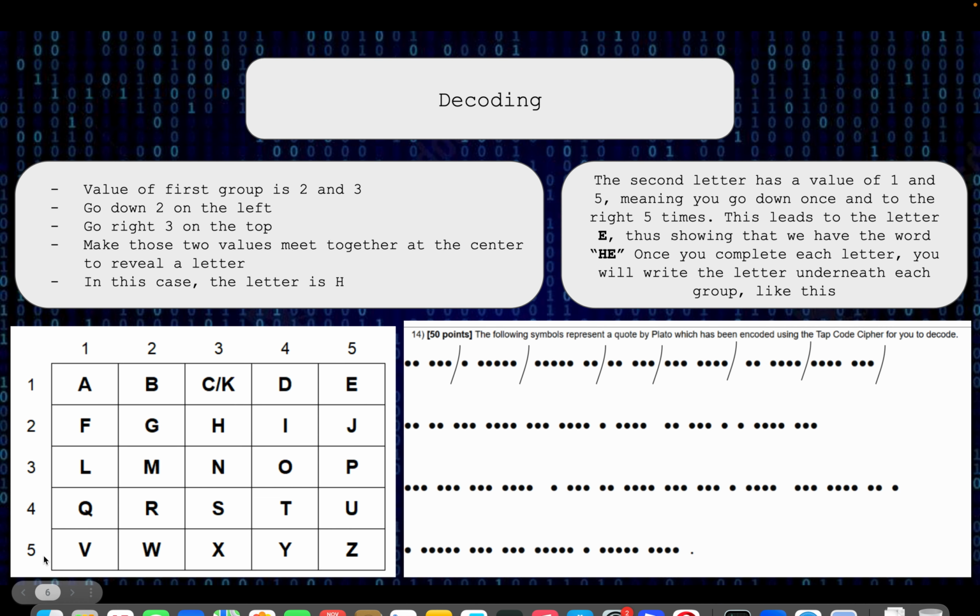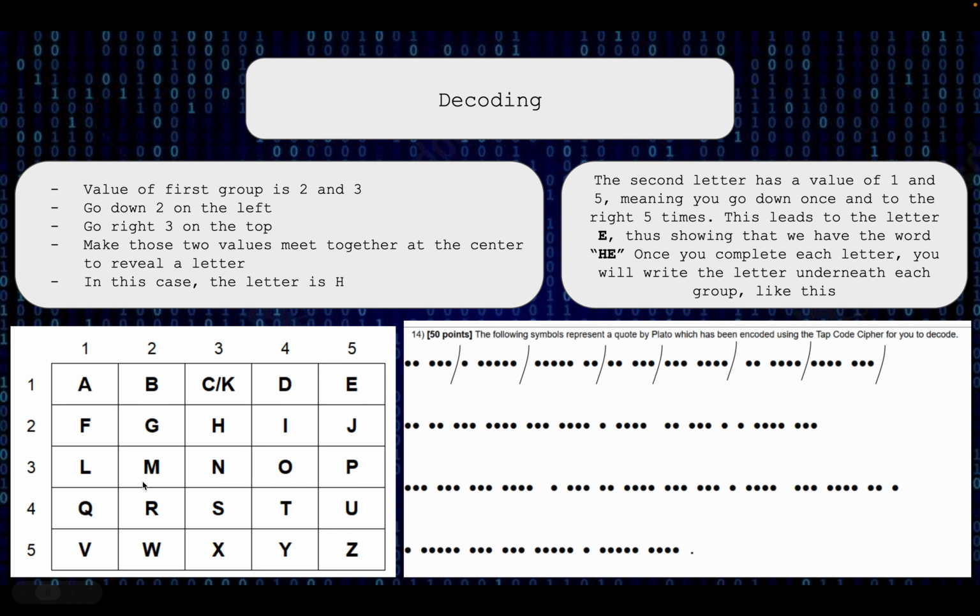Continuing that on, you have 5 and 2, which you get W. 2 and 3, again H, 3 and 4, and again O. Then you want to write the letter that you got underneath the ciphers, the dots. It should look like this: HE, WHO.